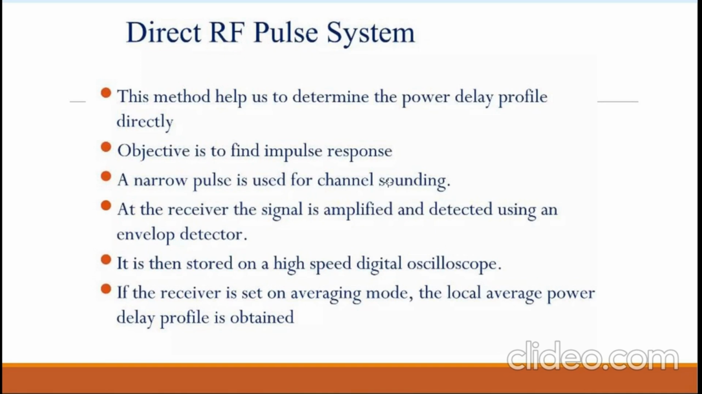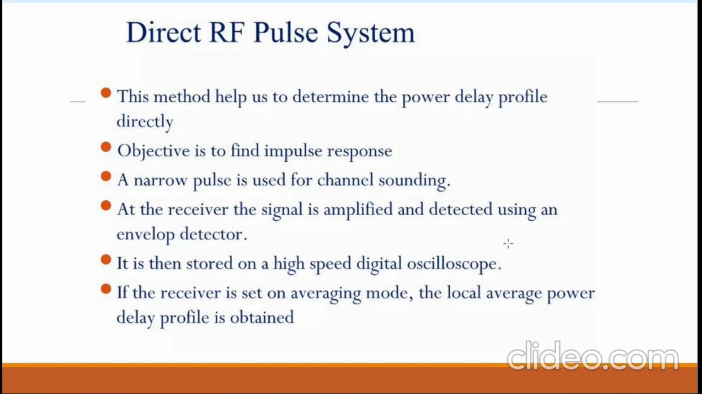The first is the direct RF pulse system. This method mainly helps to determine the power delay profile, and gives the power delay profile directly. To obtain this power delay profile, there are certain arrangements to be made. The main objective is to find the impulse response, that is, the response of the system. The input signal is nothing but a narrow pulse used at the transmitter end.